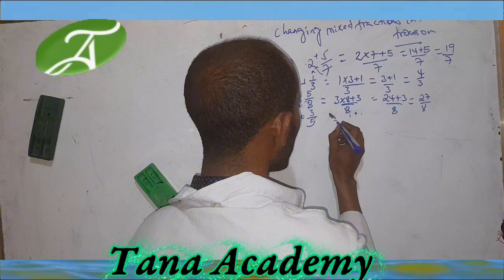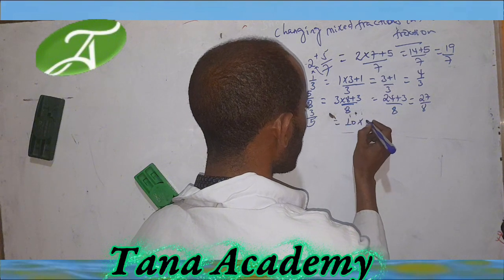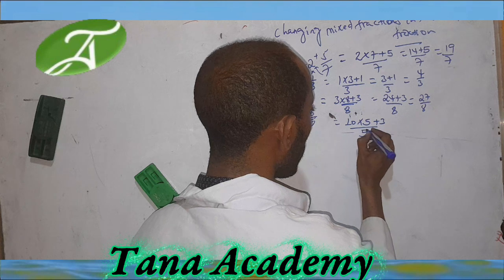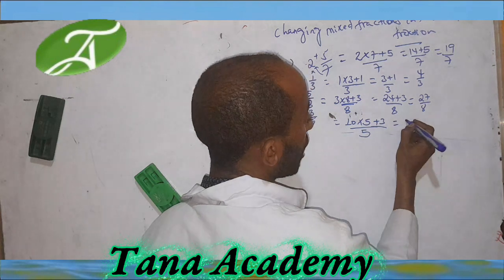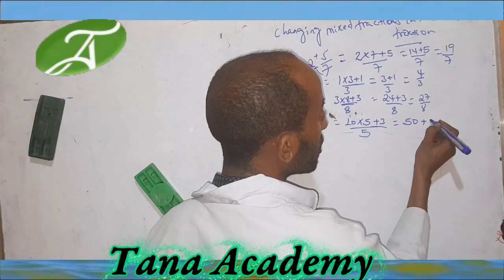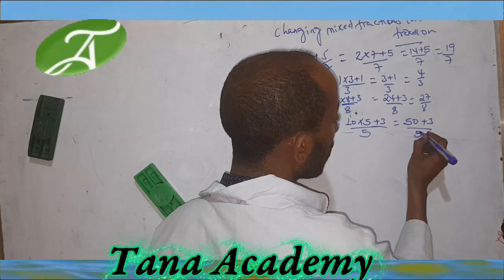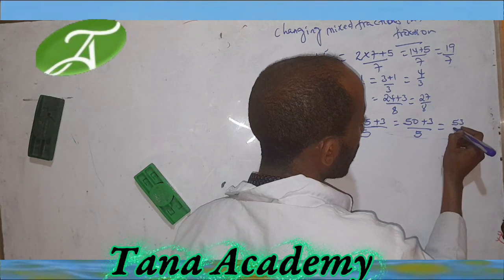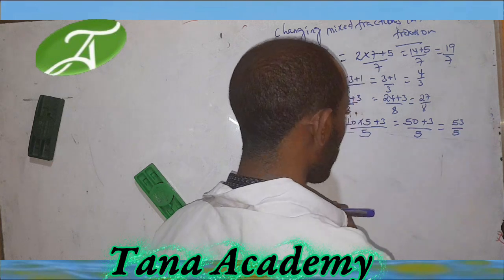Again, 10 and 3/5 equals 10 times 5 plus 3 over 5. That means 10 times 5 becomes 50, plus 3 over 5. Again, 50 plus 3 becomes 53 over 5.